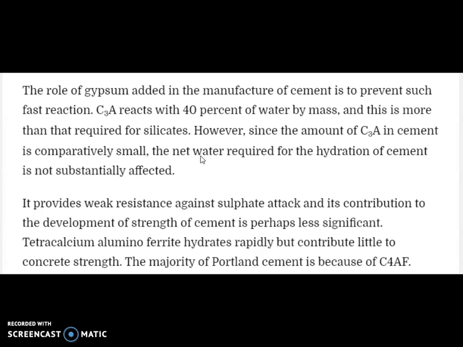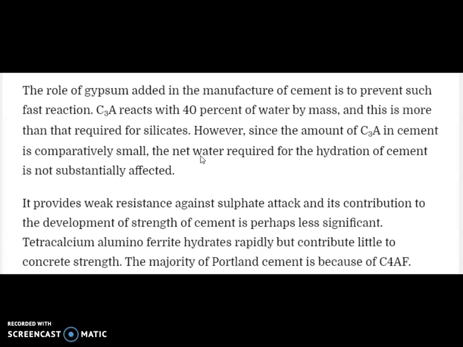But C3A itself is in very small proportions in your cement. So, this is more than required for silicates. Okay. Your C2S and C3S require much less. How much? 21 to 24%. But C3A requires 40%. However, since the amount of C3A itself is very small in the cement, the net quantity required for hydration will not be affected.